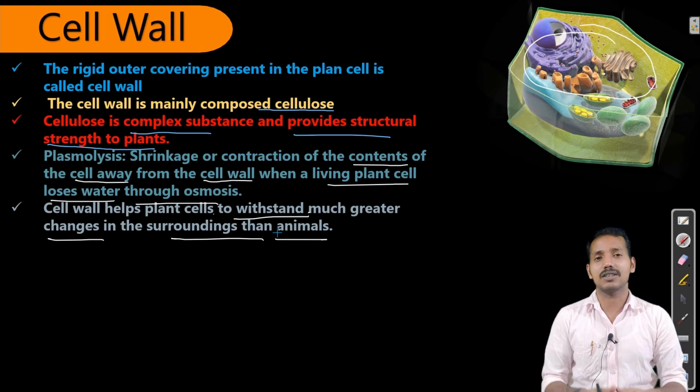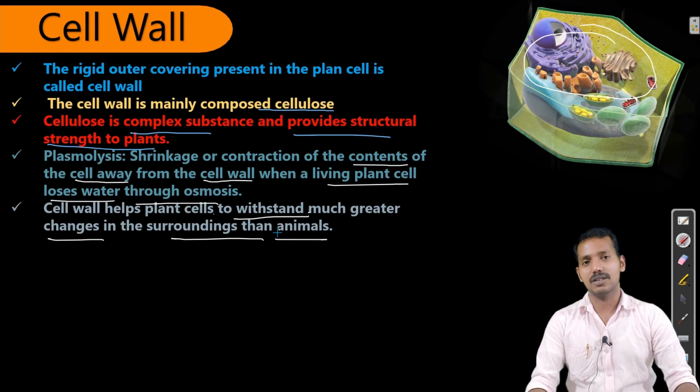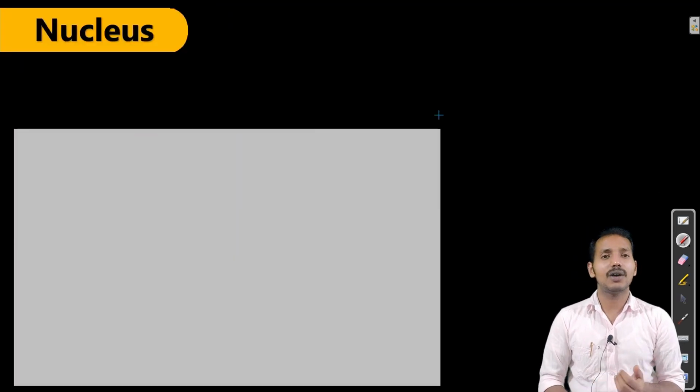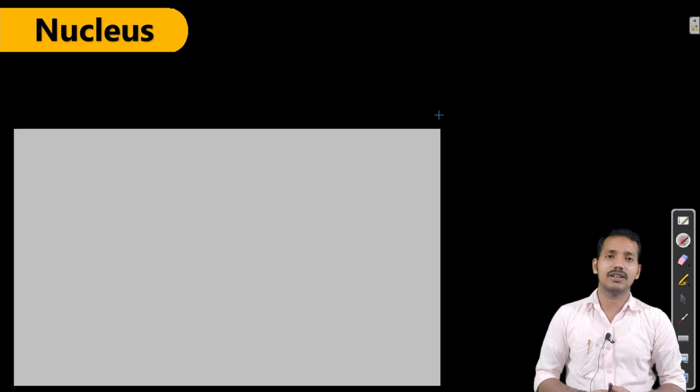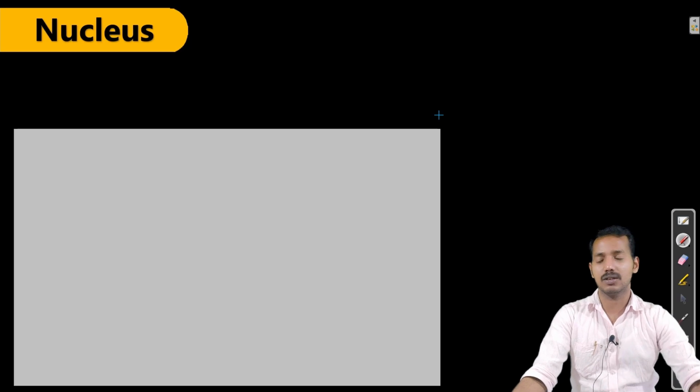Why? Because of these reasons. Okay, so this is all about the cell wall. Now we have discussed the first structural part, that is plasma membrane, in addition to that, the cell wall that is present in only plant cell.